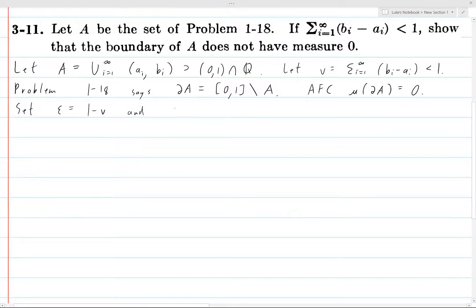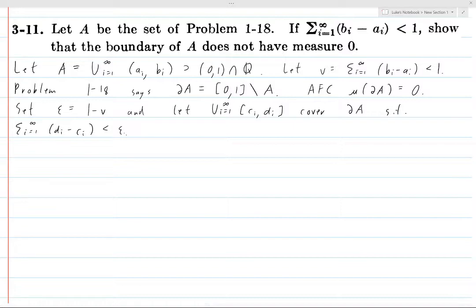and let the union from i equals 1 to infinity of [c_i, d_i] be a cover of the boundary of A such that the total volume, or the sum of d_i minus c_i, is less than epsilon. And we can do that because the boundary of A has measure 0, so we can cover it by a countable collection of closed intervals of total volume less than epsilon. And that's true for any epsilon, and it's true in particular for epsilon equals 1 minus V.